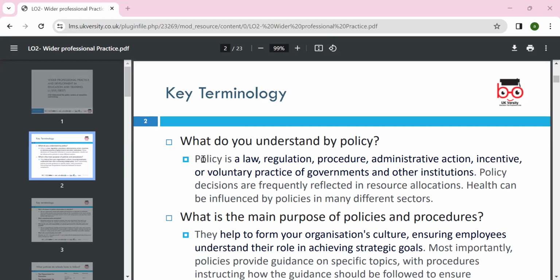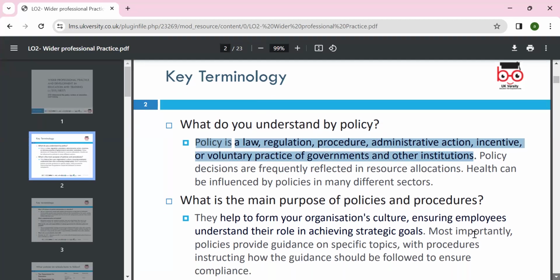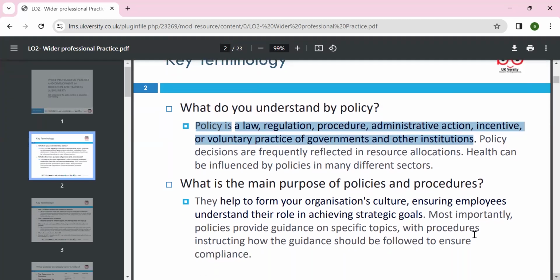Policy is a law, regulation, procedure, administrative action, incentive, or voluntary practice of government, which we can look at across other organizations and institutions. Policy decisions are frequently reflected in resource allocation. Health can be influenced by policies in many different sectors. So we can look at many policies and procedures in education, skills development, councils and various other institutions, and we have to follow those as professionals.